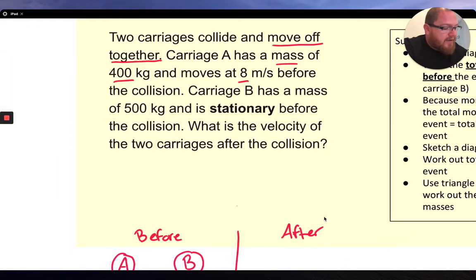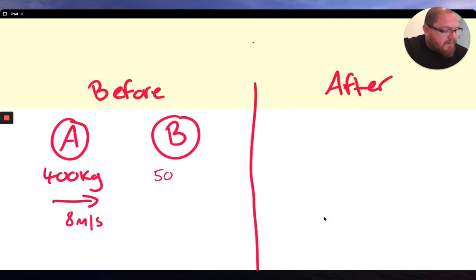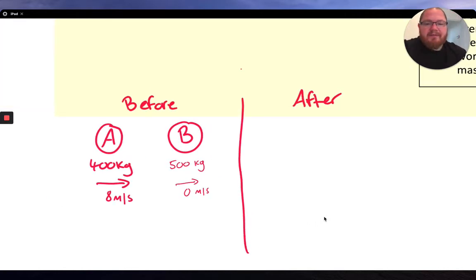The other carriage, carriage B, has a mass of 500 kilograms and is stationary. So I'm going to give it 500 kilograms, and it's moving at 0 meters per second. I could have done the arrow any way I choose there because it's stationary, it doesn't matter. Okay, hopefully we're all right up to now.